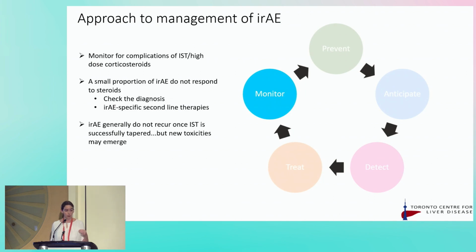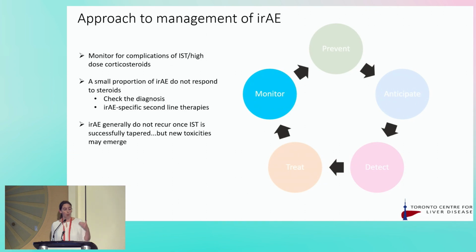Fortunately, the majority do, but there are a whole array of second-line immunosuppressive therapies that have been developed, tried and tested depending on the specific organ toxicity. Anti-TNFs work pretty well in colitis. We tend to use mycophenolate mofetil for immune-related hepatitis, for example. It's a good time to check the diagnosis. If you haven't involved a specialist up to this point, it's a good time to do that too.